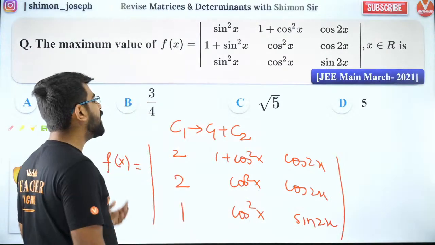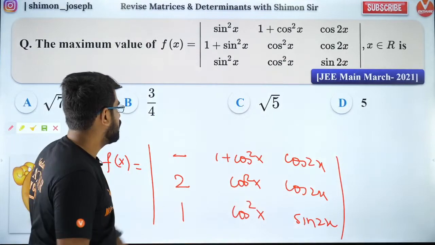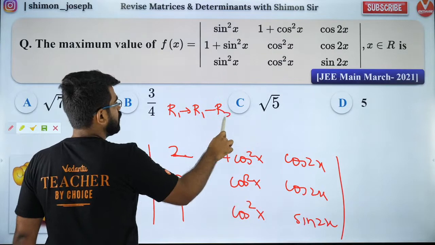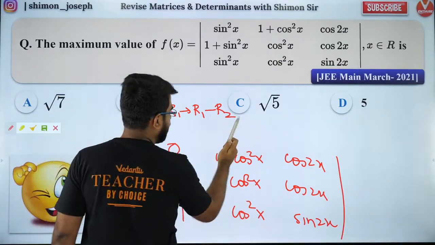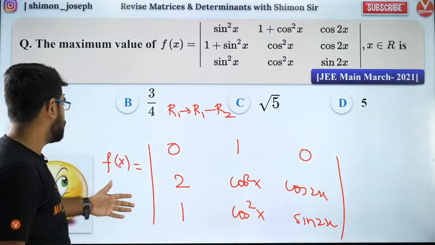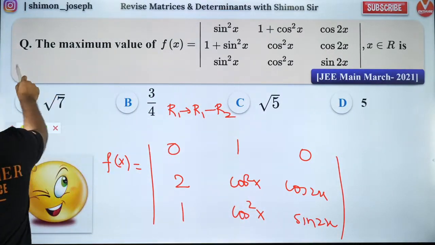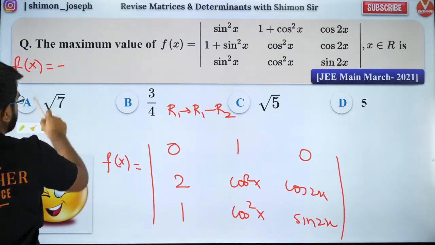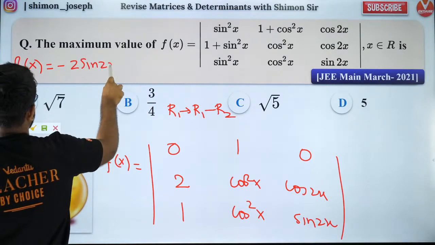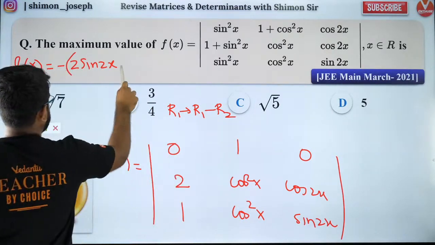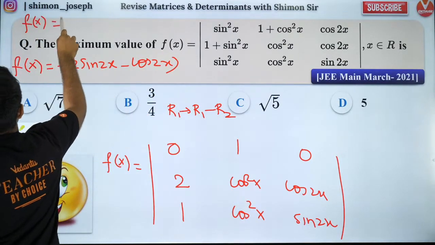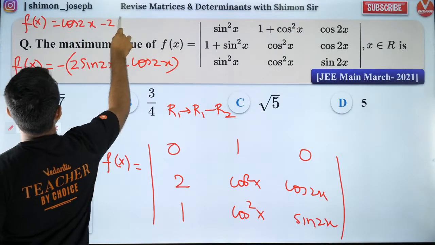Now I can do R1 is R1 minus R2. If I do that, I'll get 0, I'll get 1, I'll get 0 here. So now I can open it. If I open it, what will I get? I'll get f of x is equal to minus of 2 sine 2x, then you'll have minus cos 2x. So what is f of x? F of x is nothing but cos 2x minus 2 sine 2x.